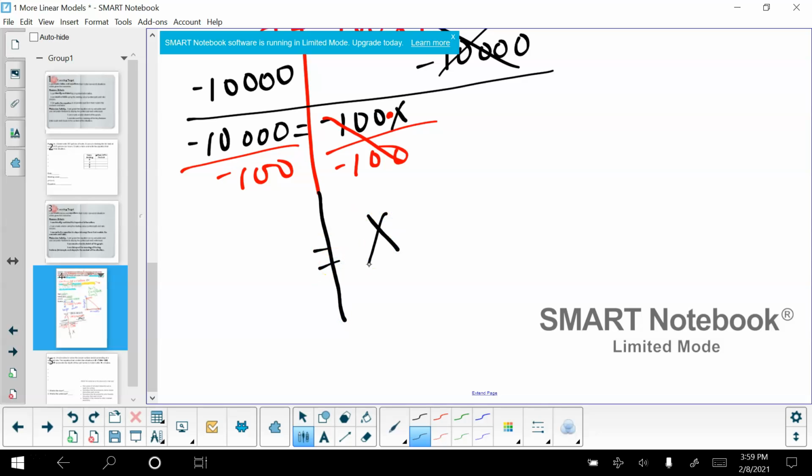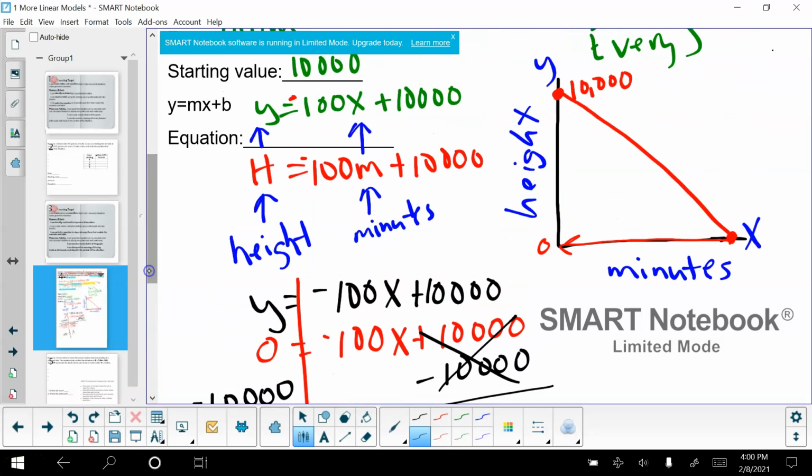And I'm just going to do a negative times a negative is a positive. And then 10,000 divided by 100 is going to be 100. So now I know that my x number is 100. So I'm going to go ahead and label that over here. And what that means is 100 minutes. So my balloon started off at 10,000 feet and then was descending, and at 100 minutes its height was 0, meaning it was on the ground. So it took 100 minutes for the balloon to get all the way to the ground.